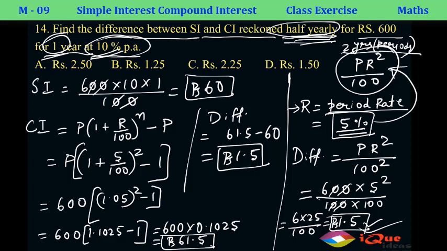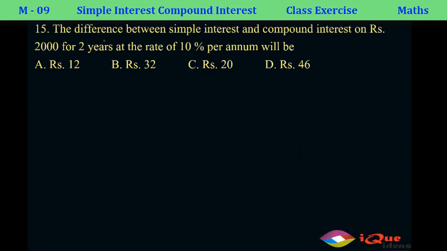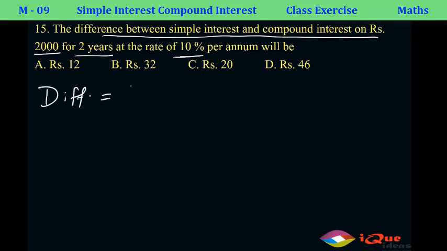Okay. Now let's go to the next question. So the answer of this question was D, option 1.5. Now this question is a direct question. The difference between simple interest and compound interest on 2000 for 2 years. So P is 2000, time is 2 years, rate is 10%. We can directly apply the required difference formula, that is PR square upon 100 square.